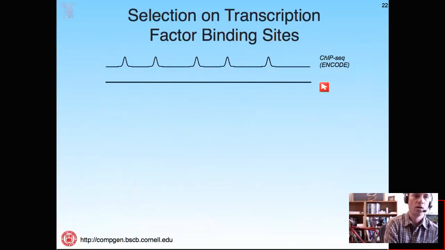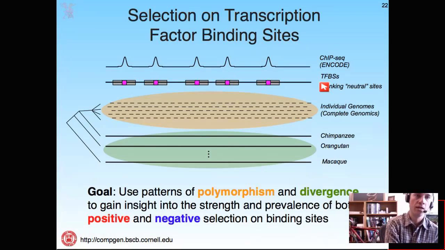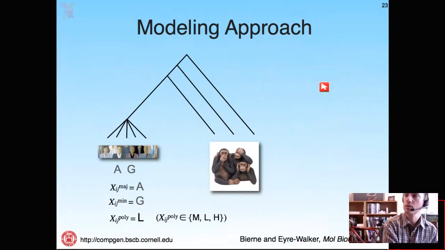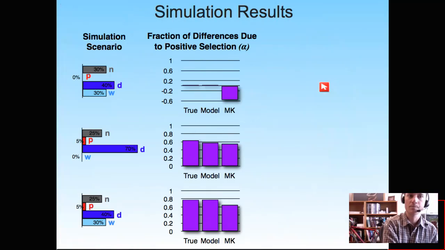I'll just mention that we're working very hard at the moment on characterizing natural selection on transcription factor binding sites, making use of the individual human genome sequence data from Complete Genomics, and the ENCODE ChIP-seq data describing binding sites across the genome. We're using methods that exploit patterns of polymorphism and divergence. And using these methods, we're able to separate signals from positive and negative selection on particular types of binding sites across the genome. So I'll skip through these slides to my acknowledgments.